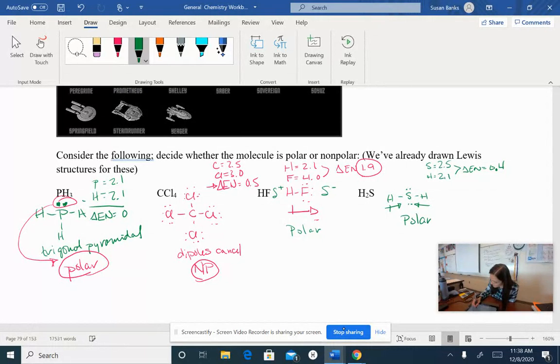Because it's not really a line like this. It's really more of the lone pairs being like this and the hydrogens being like this. So we do end up having a fairly negative area right there and a positive area right here. Okay, so let's do our next one.